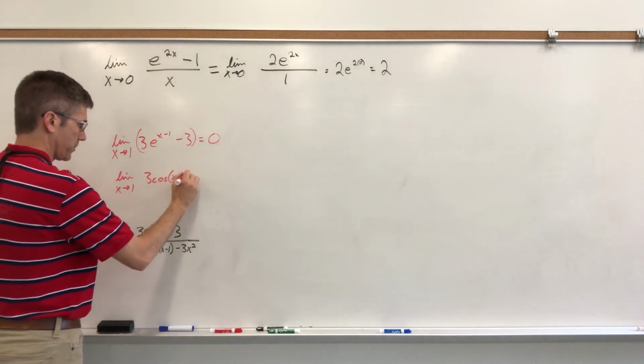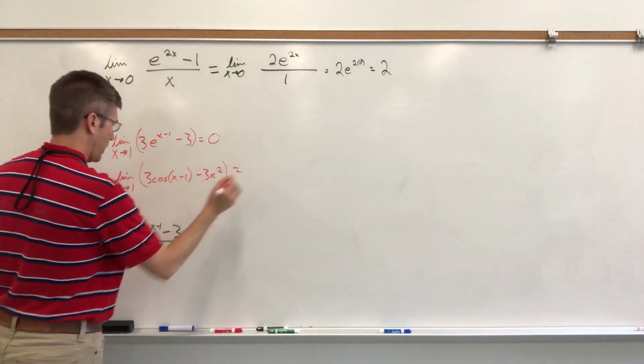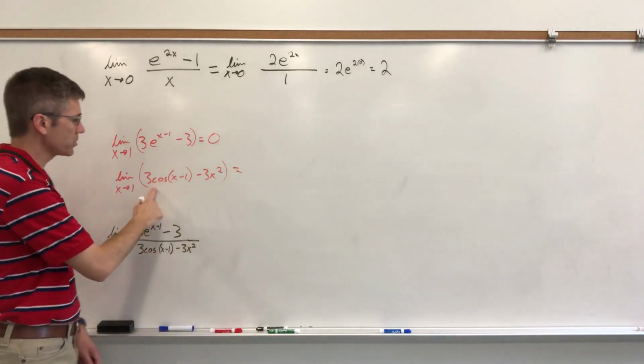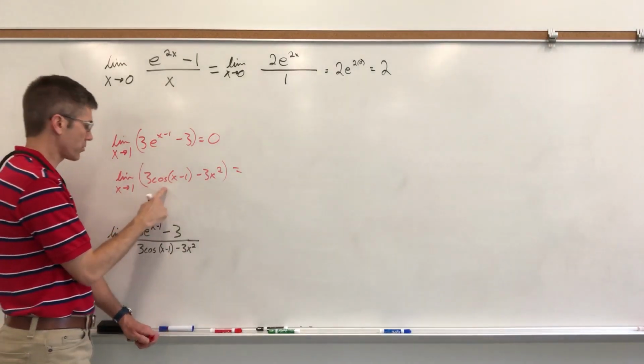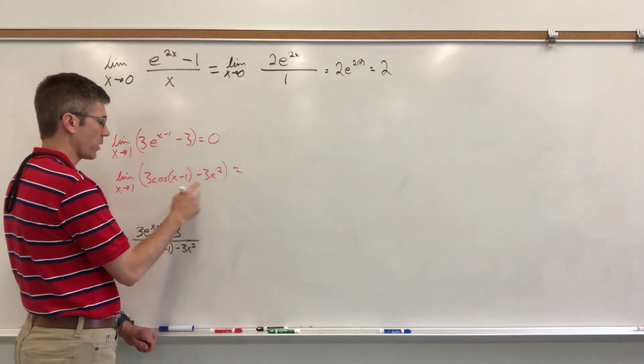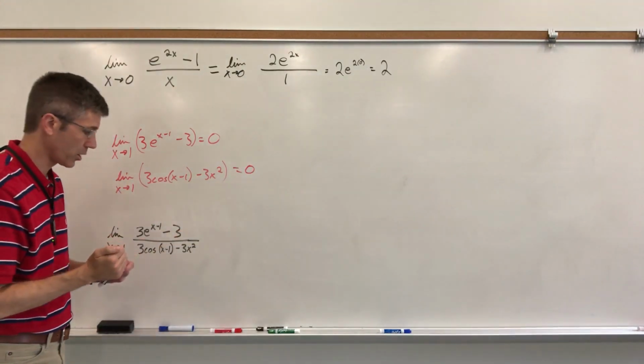And let's see, 1 goes here. Cosine of 0 is 1. 3 times 1 is 3. So 3 minus 3 times 1 squared. So 3 minus 3, still 0. We will definitely use L'Hopital's rule. We're good to go for L'Hopital.